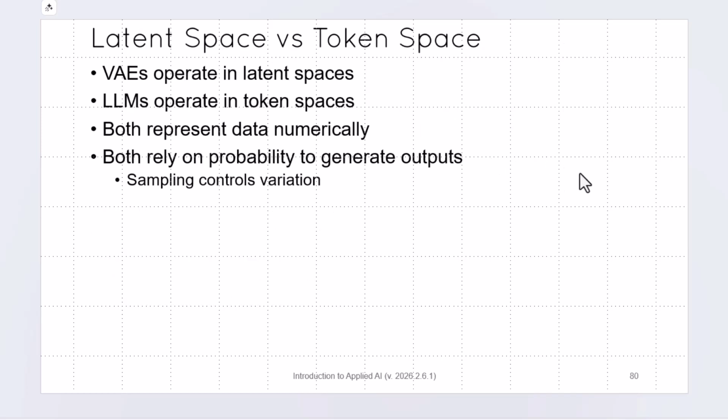Latent space versus token space. VAEs operate in latent spaces. LLMs operate in token spaces. Both represent data numerically, and both rely on probability to generate outputs. The sampling controls the variation.